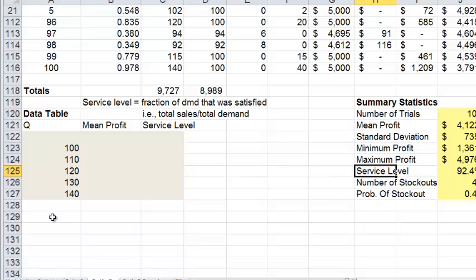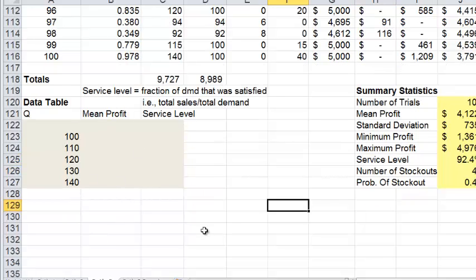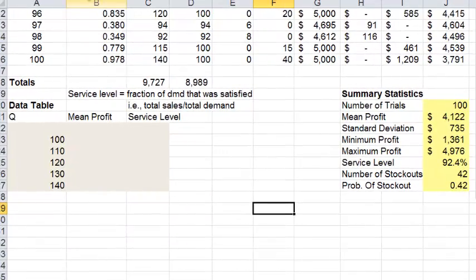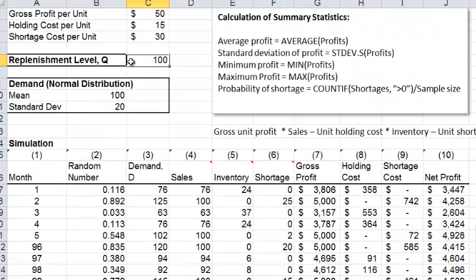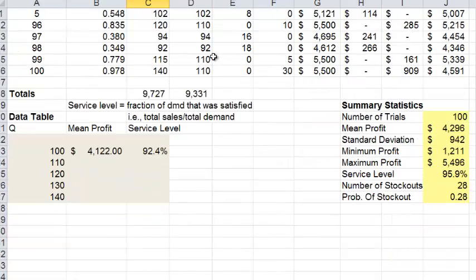And I got it all set up right here. So you've got the 100, 110, 120, and so forth. To fill in this table, the basic way might be to just try plugging in different numbers and record the results here. Like for instance, here I have 4122 for the mean profit. Service level is 92.4%. And then for 110, I go back over here and put in 110, and then observe what numbers we get at the bottom.